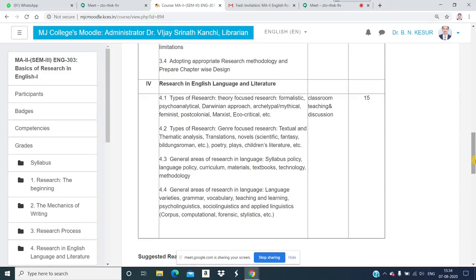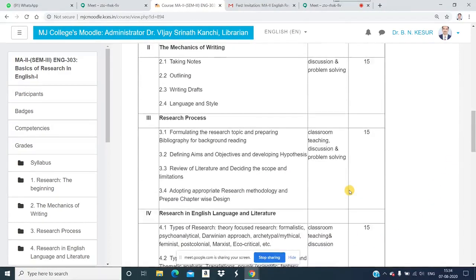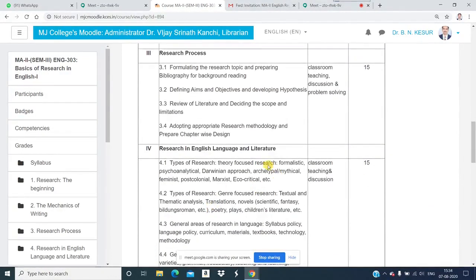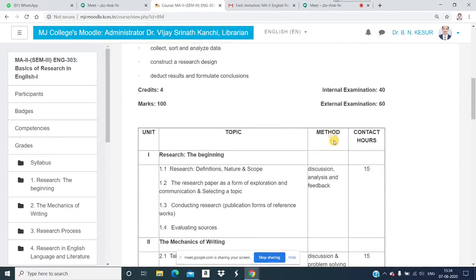So in this particular semester I will try to give you the idea about what research is, what the techniques are, then mechanics of writing, research process, and research in English language and literature. And you can see the methodology that will be used is in the form of lecture. You know it very well that in this COVID-19 pandemic situation we have started with online lectures. So discussion can be done.